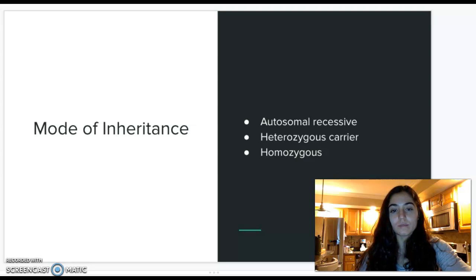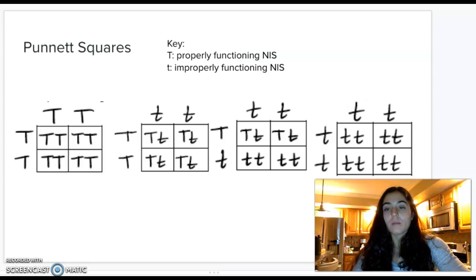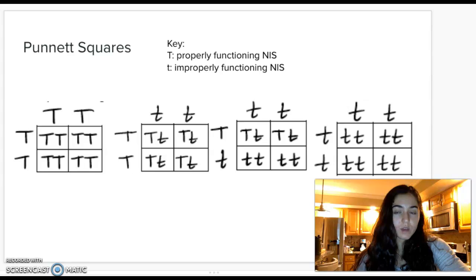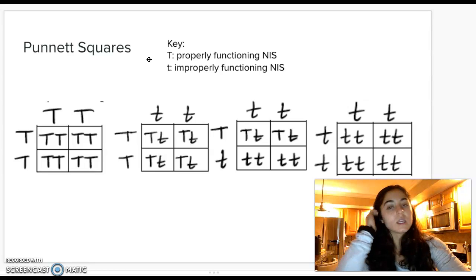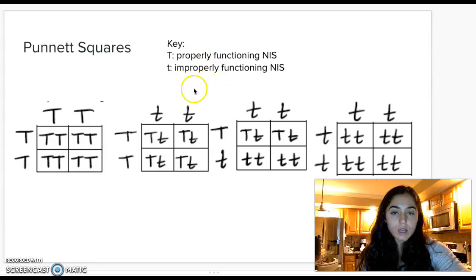So autosomal recessive, you need to inherit two recessive alleles to develop this disorder. These Punnett squares can show some of the probability of inheriting primary congenital hypothyroidism as an autosomal recessive disorder. Here we see that a capital T indicates a properly functioning NIS. This is a dominant allele. And then the lowercase t represents a recessive allele, the improperly functioning sodium iodide symporter.